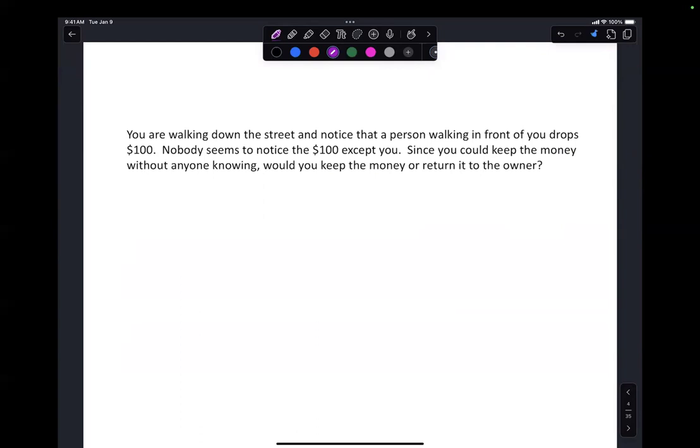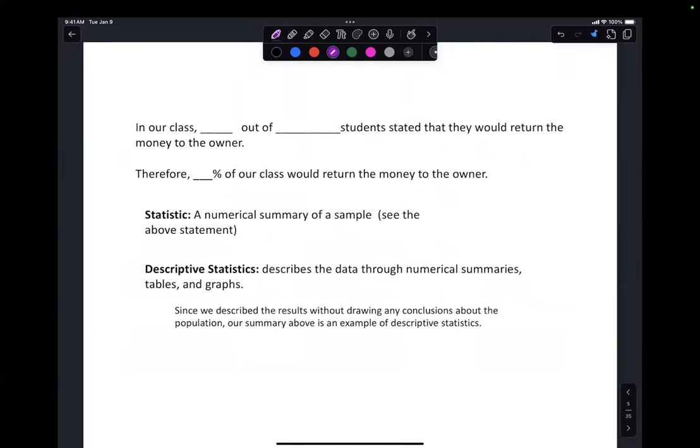So I'm going to just hypothesize. I'm going to just guess. I'm going to make up a number. So let's pretend that there are 30 students. And let's pretend that 28 out of the 30 students would return the money to the owner.